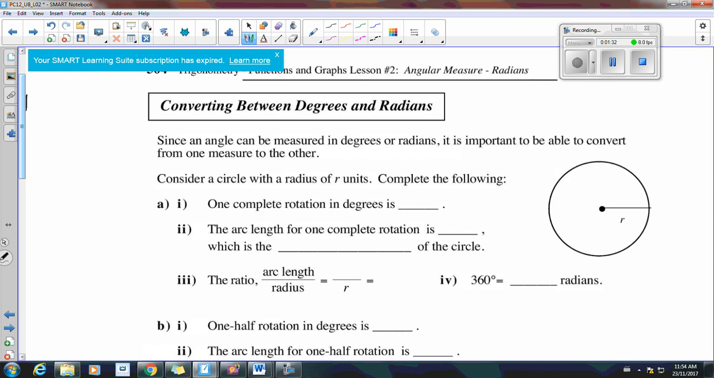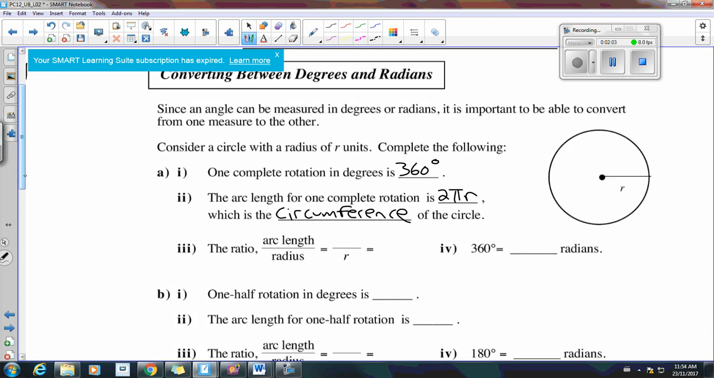So consider a circle with a radius r units. Complete the following. One complete rotation in degrees is 360 degrees. The arc length for one complete rotation is 2 pi r. So when it talks about the arc length of one complete rotation, that's really just the circumference of this circle, 2 pi r. So the ratio of arc length to radius is really 2 pi.